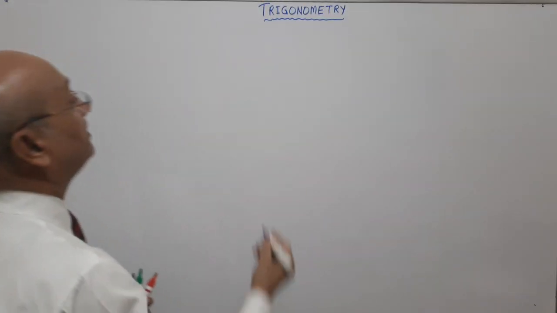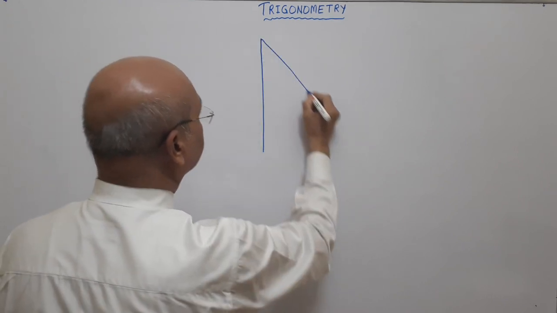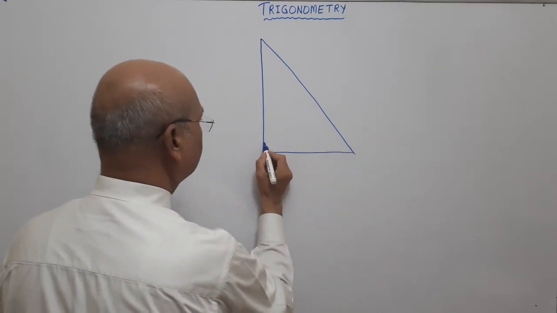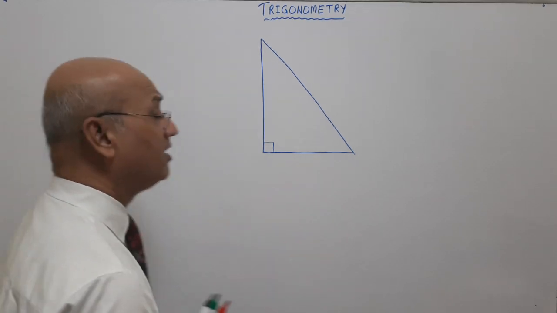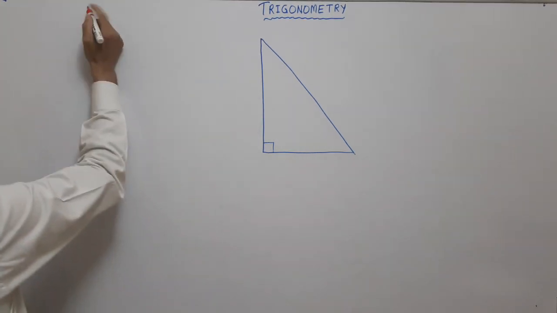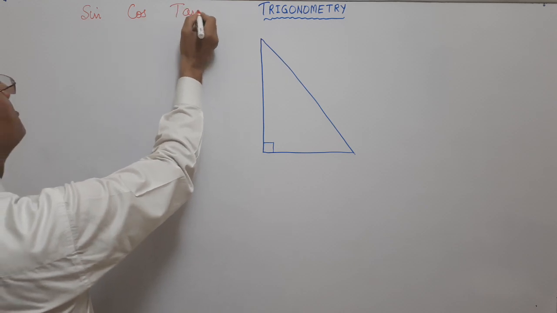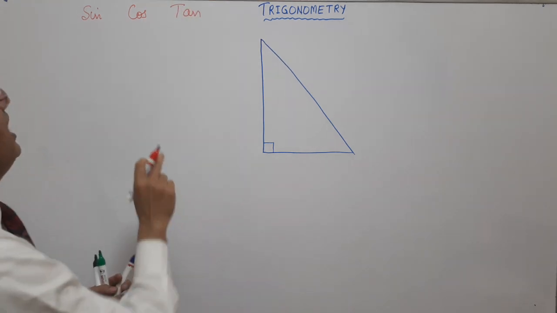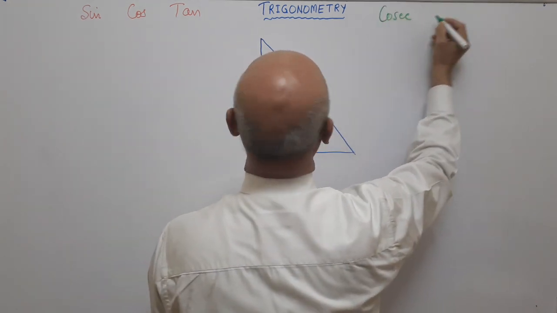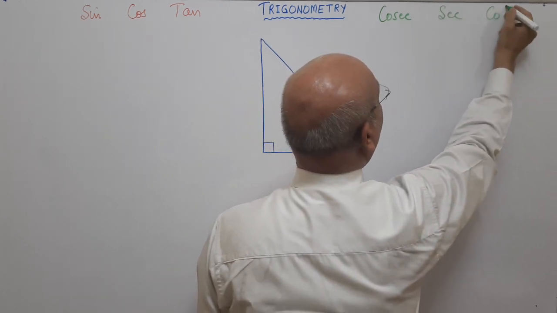As you all know, without a right angle triangle, trigonometry is not possible. Okay, so this is a right angle. Now we have six trigonometric ratios we have studied before: sine, cos and tan. These are the main trigonometric ratios, and the reciprocal of sine is cosec. Reciprocal of cos is sec, and reciprocal of tan is cot.